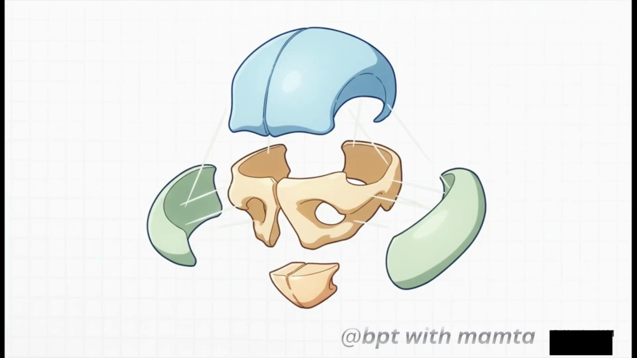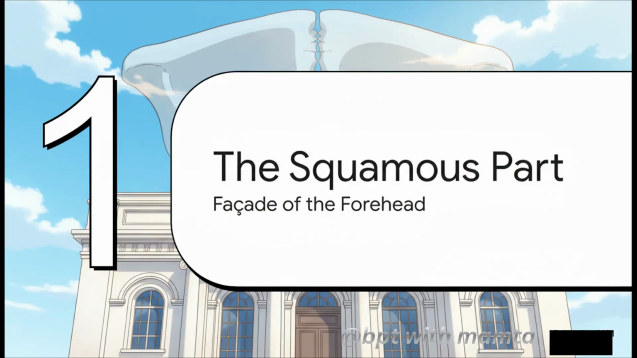To really get a handle on its brilliant design, we're going to break it down into its four main sections. There's the big squamous part, the two orbital parts, and then the nasal part right in the middle. Let's start our tour with the part you see in the mirror every day. So, the squamous part. This is the largest section by far, giving us that broad, curved forehead. You can think of it like the main facade of a building.